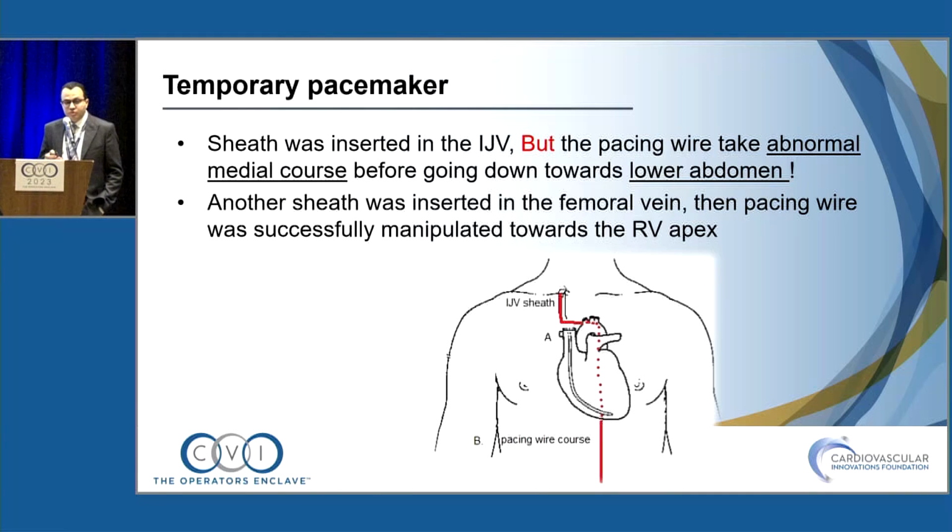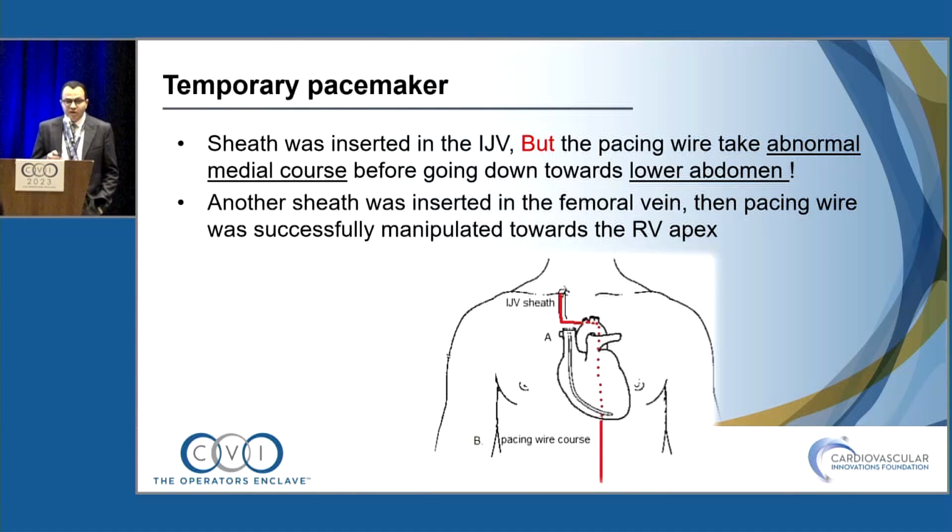So we decided to insert a temporary pacemaker wire for this patient. After gaining internal jugular venous access, every time we directed the pacing wire towards the right ventricle, it took an abnormal course downwards towards the abdomen. We repeated this maneuver every time, and it went to the abdomen. So for the sake of time, I changed to femoral access and successfully inserted the pacing wire through the femoral venous access.